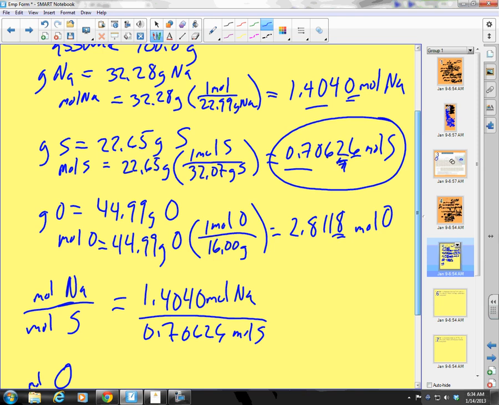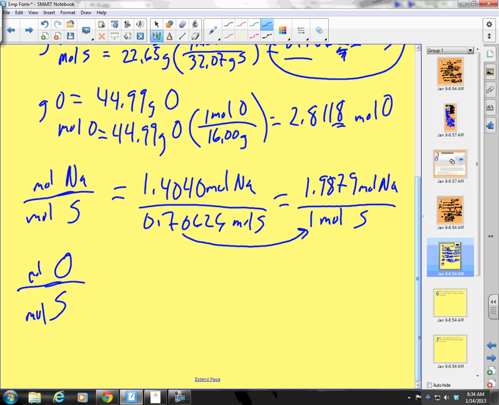So when I do that, I take 1.4040 divided by 0.70626, and what do I get? I get 1.9879 moles of sodium, but that is to what? That is per 1 mole of sulfur. When I do this division, that means I'm making it per 1 mole of sulfur. Cool.